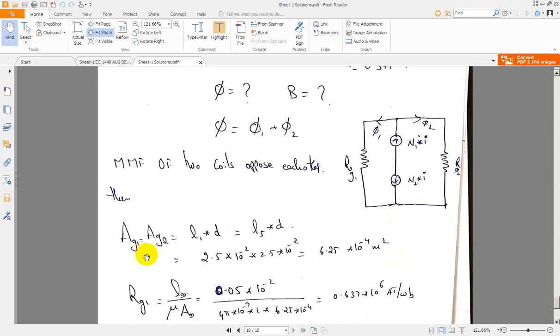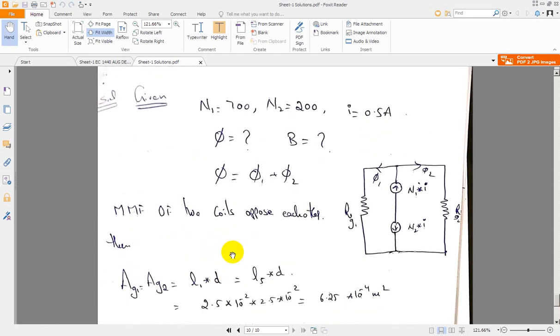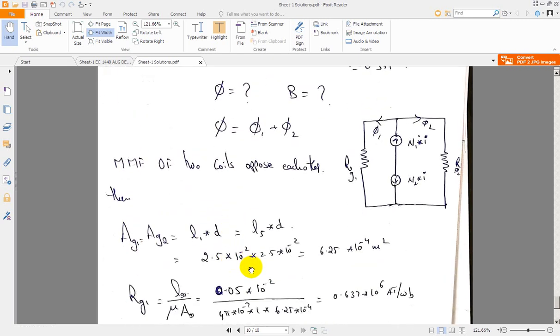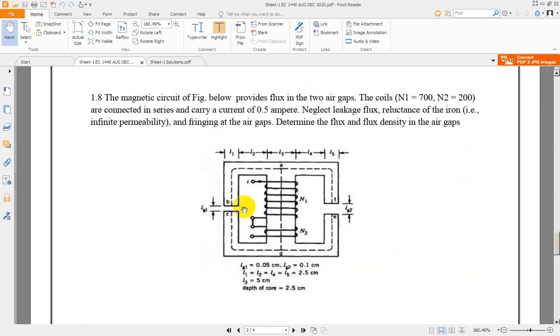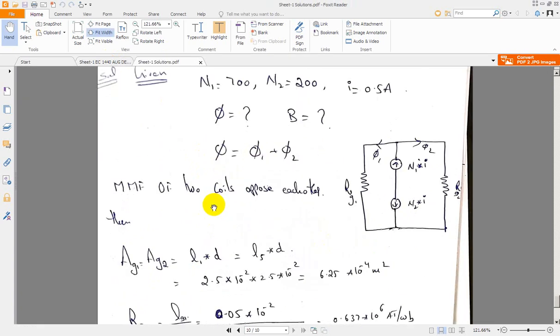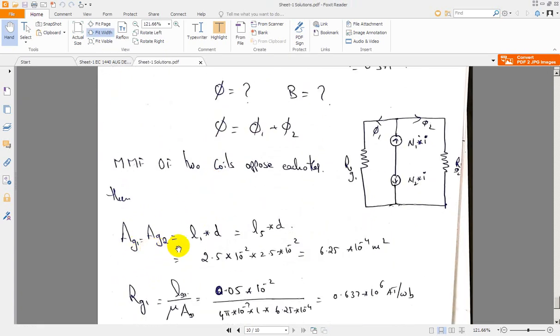Now if we consider the reluctance of the core to be 0, we have reluctances only in the air gaps. The length of the gap 1 and the length of the gap 2 are given in the problem: LG1 is equal to 0.05 and the length of the gap 2 is 0.1. Now the cross-sectional area AG1 is equal to AG2, which is the length into the depth.